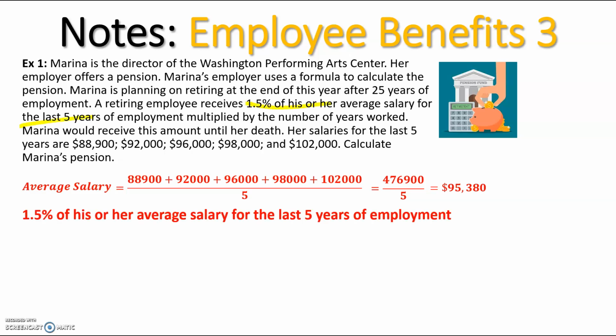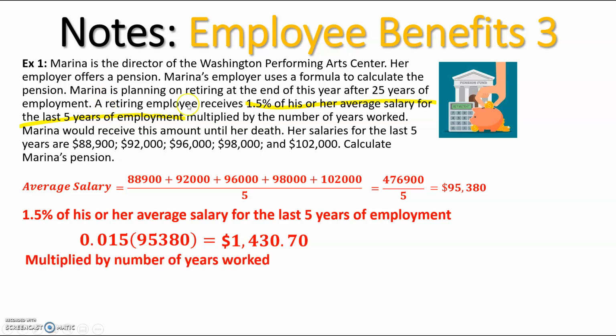Now, according to the problem, we know that she gets 1.5% of this average salary over the last 5 years. To find 1.5% of it, we're going to take the average salary, that $95,380, and we're going to multiply it by the decimal version of 1.5%. So we have here 0.015 times 95,380, which comes out to $1,430.70.